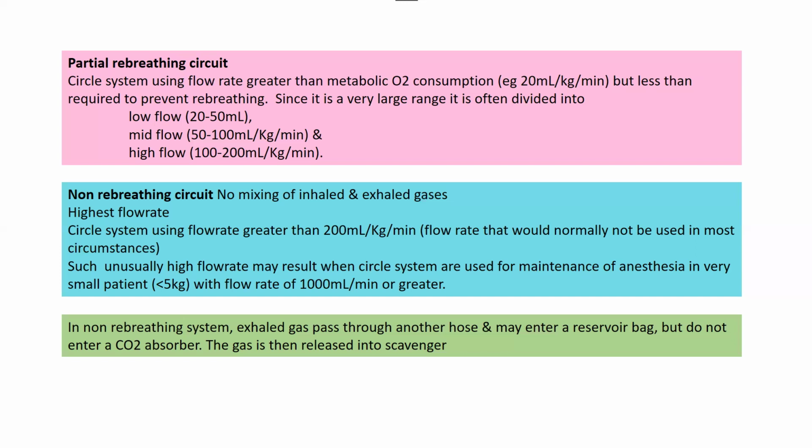But in the case of the non-rebreathing circuit, because the animal is not going to inhale the exhaled gas, the exhaled gas moves into a different pipe, inhaled gas comes from a different pipe, and there is no need of a carbon dioxide absorber. So you can see this diagram.